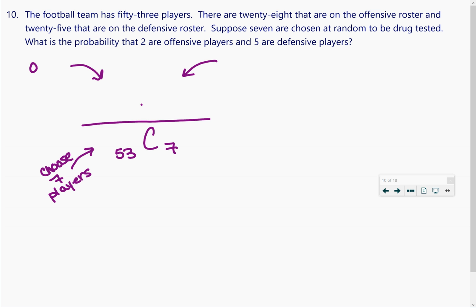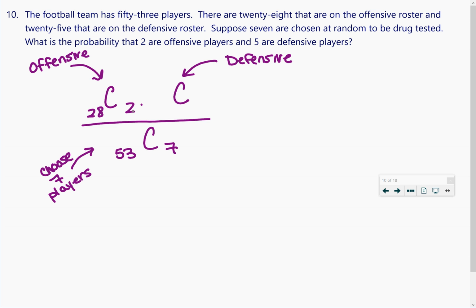Offensive players and defensive players. Both of those, again, order will not matter. We're just picking a group. All right, so how many total offensive players are there? 28. And how many do we want to choose?